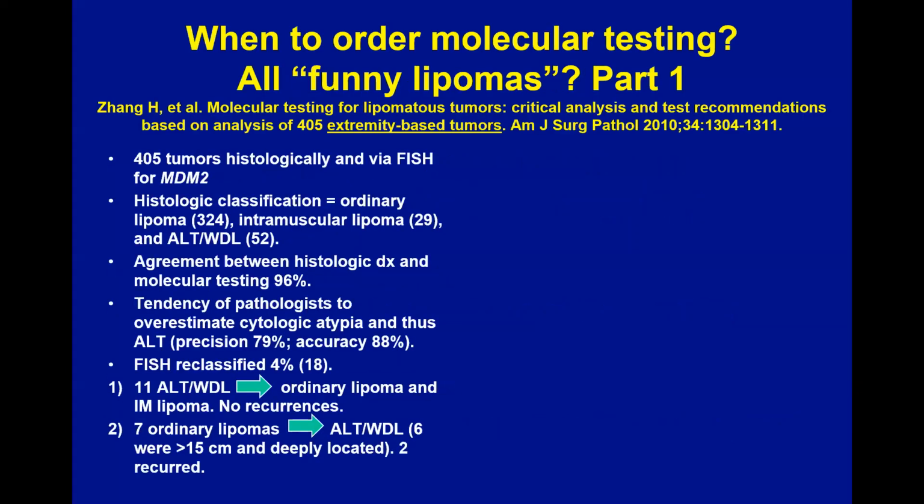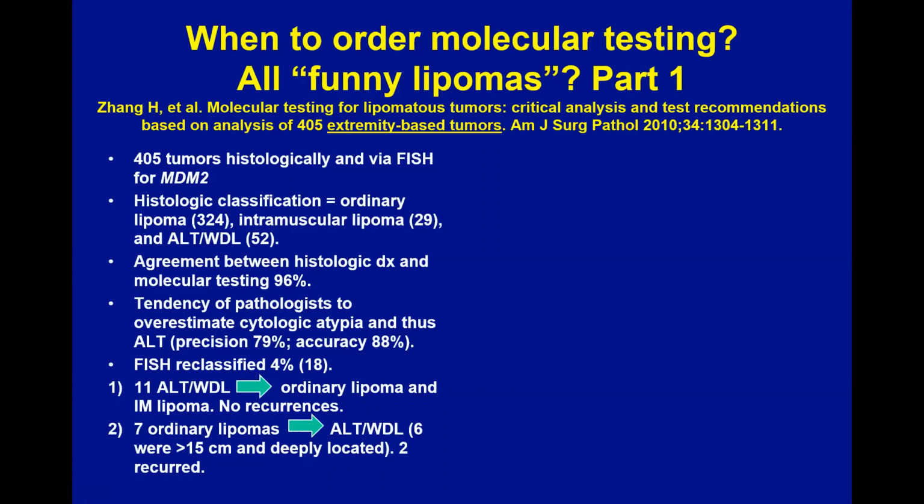Okay. So first, let's talk about this particular study, which was from Mayo Clinic, that looked specifically at extremity-based fatty tumors. They looked at 405 consecutive fatty tumors, all of which were analyzed histologically, okay, and then via FISH for MDM2. By pure histology alone, these tumors were classified as lipoma 324, intramuscular lipoma 29, and ALT 52. Very importantly, there was agreement between the histologic diagnosis and molecular testing in the vast majority of cases, 96% of cases, and ironically, there was a tendency for pathologists to overestimate cytologic atypia. FISH resulted in the reclassification of 18 of these tumors, representing 4% of the total number of tumors.